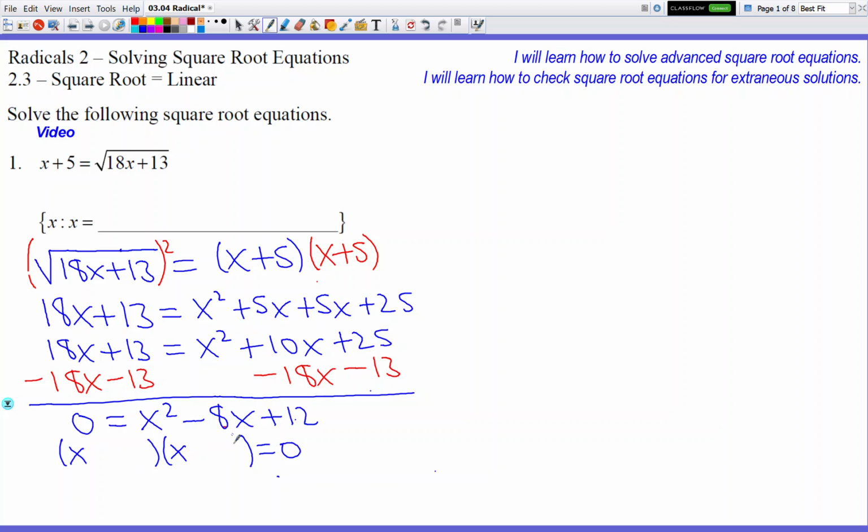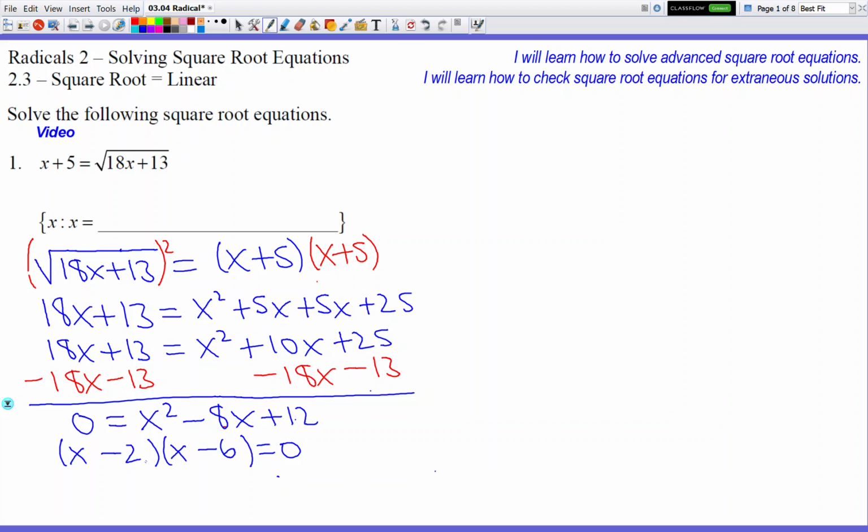Okay, so multiply to make positive 12. Or did I say negative 12 earlier? I meant to say positive 12, sorry. So negative 2 and negative 6 are going to multiply to make positive 12, and negative 2 and negative 6 combine to make negative 8.